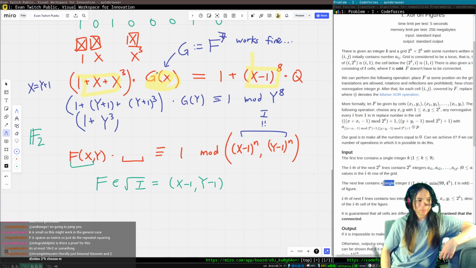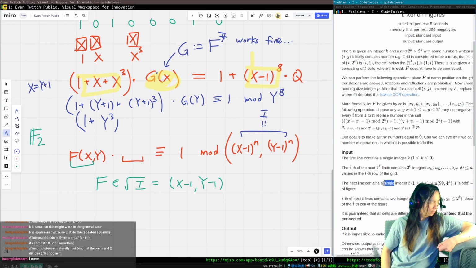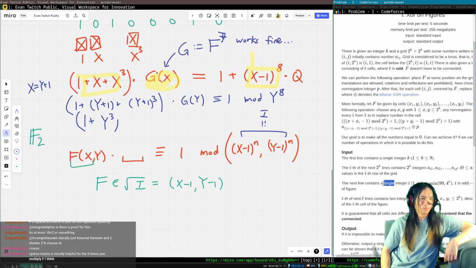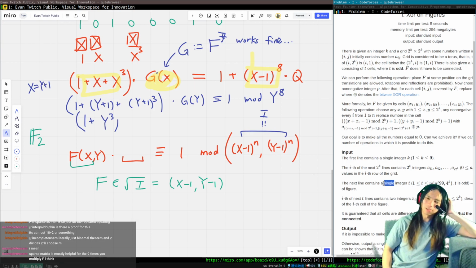How fast does sparse matrix multiplication grow? I have a sparse matrix. 99 to the 20 is still pretty big. Am I not thinking about this the right way? If I multiply two sparse matrices, the number of non-zero entries is up to the product of the previous ones or something? Oh god.